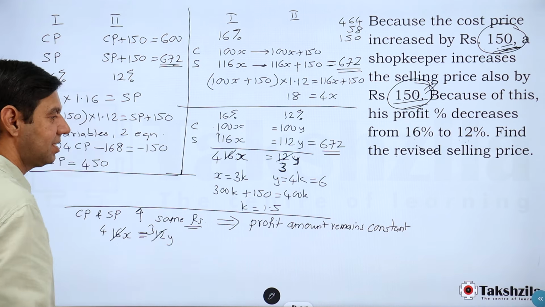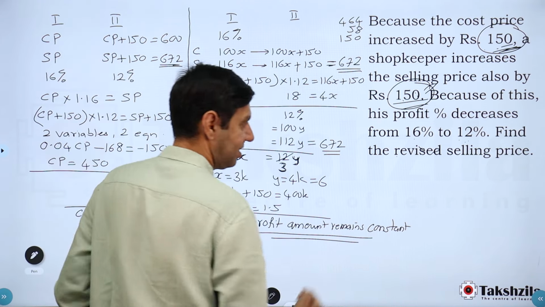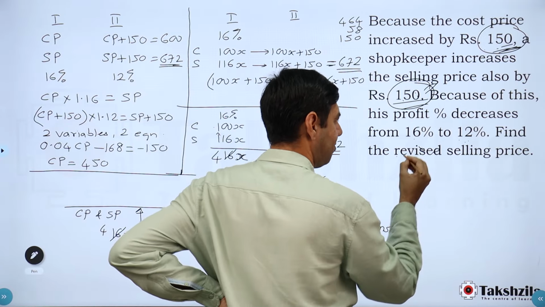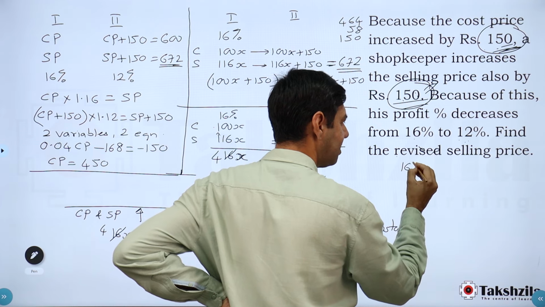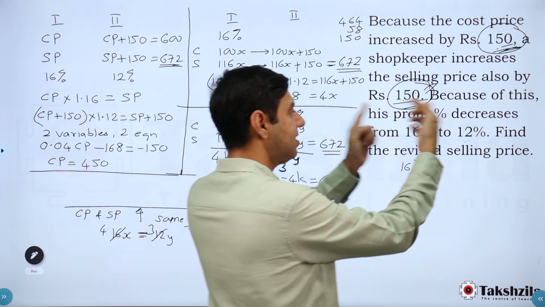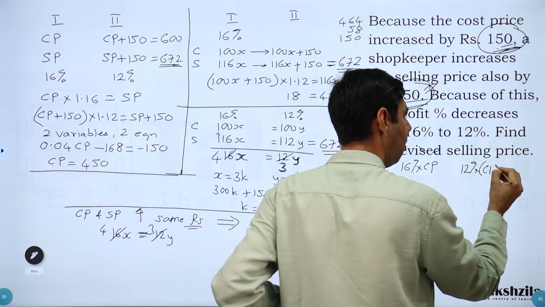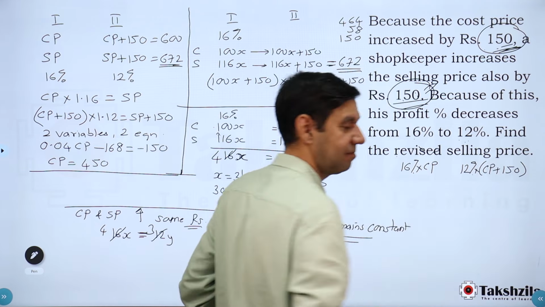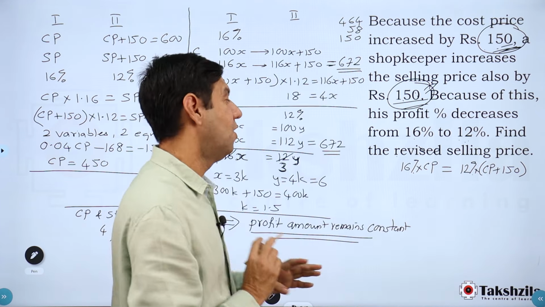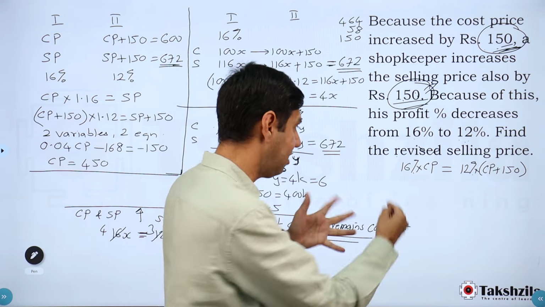But let's use this and wind it up quickly now. If the profit amount remains same, pay attention, students. So what is my profit amount? Could I say it is 16% of cost price? And in the second situation, is it 12% of the new cost price? And I know that these two are equal. So this is one of the better ways to solve. Why? Let me finish it.